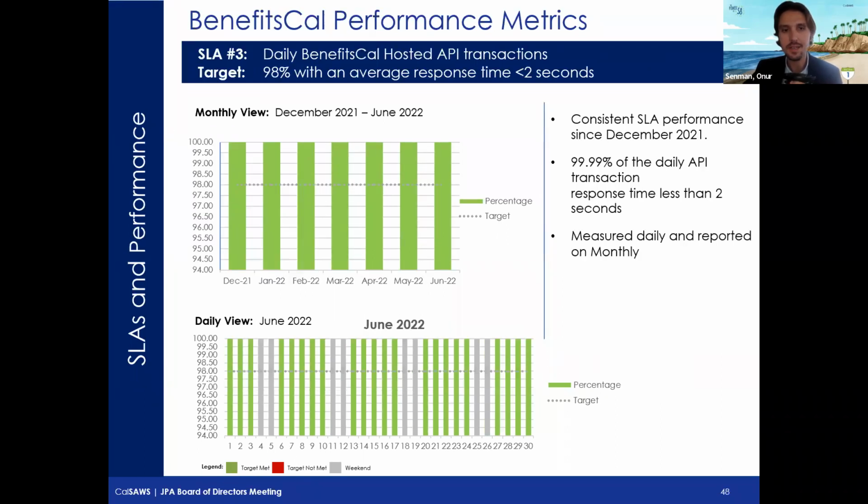And lastly, with regards to the system behavior on the Benefits Cal hosted API transactions, if you ask what these are, they are basically the web service calls to send or receive data from other systems, such as EBT data and case data that you receive from CalSAWS. For these types of transactions, 99.99% had a response time of less than 2 seconds, again exceeding the performance targets since go live.